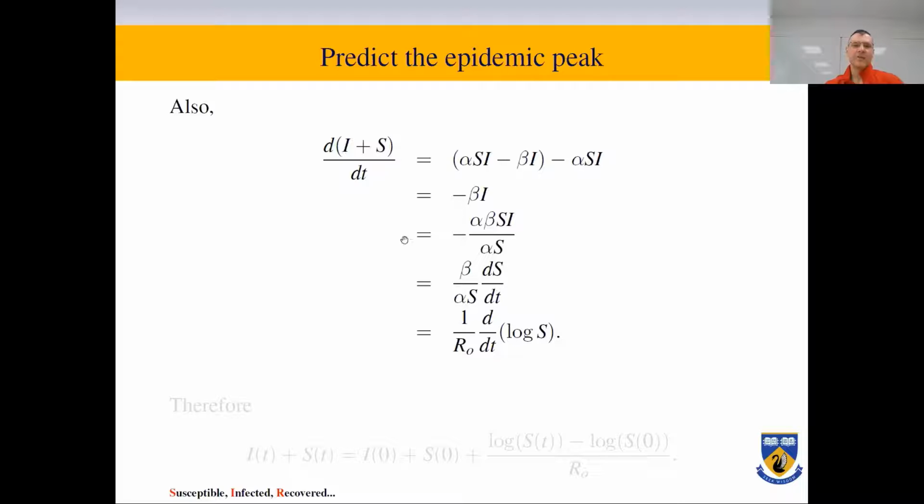Then another trick that mathematicians like a lot is to take an expression and multiply and divide by the same thing. So here you can multiply and divide by alpha S. And now you recognize that here you have the expression of the change of the susceptible people. And another thing that mathematicians like is to look at formulas backwards.